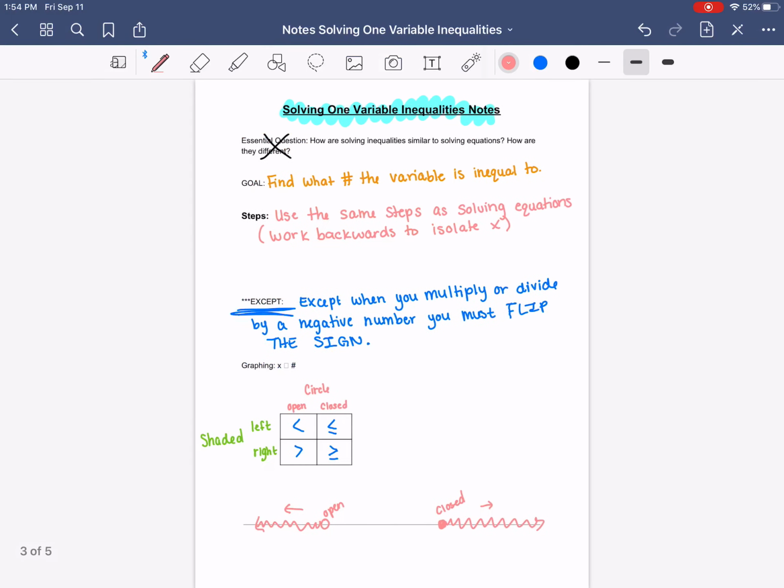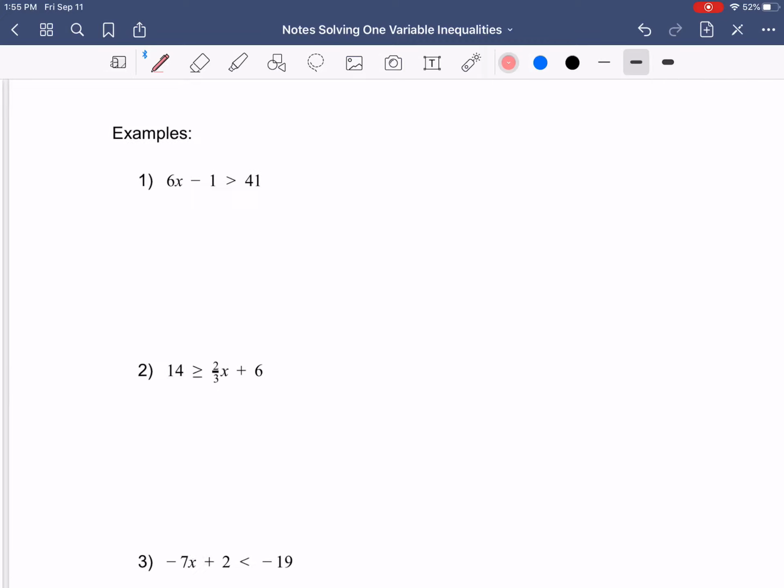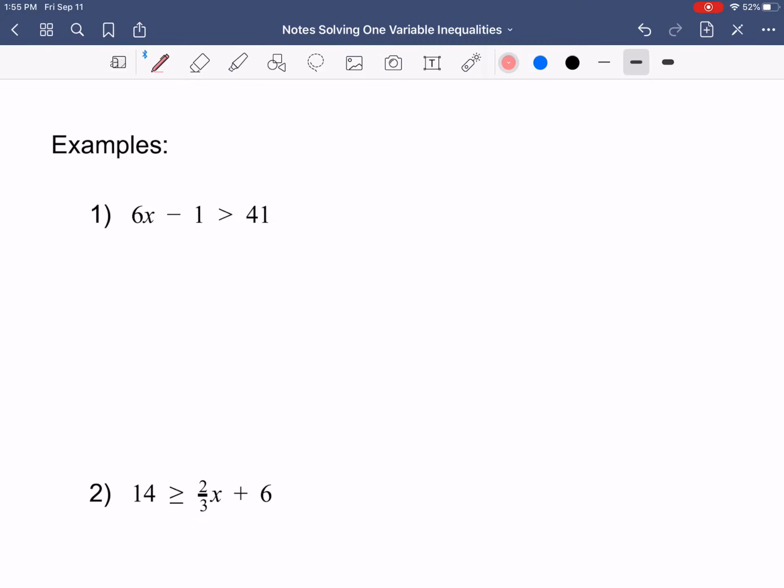So you want to flip your page over onto the back, or use a separate sheet of paper, or take a picture of these right now, because when we're done, these notes are going to be on a separate picture than our examples. So here are our examples. We're going to solve them and then also graph them.